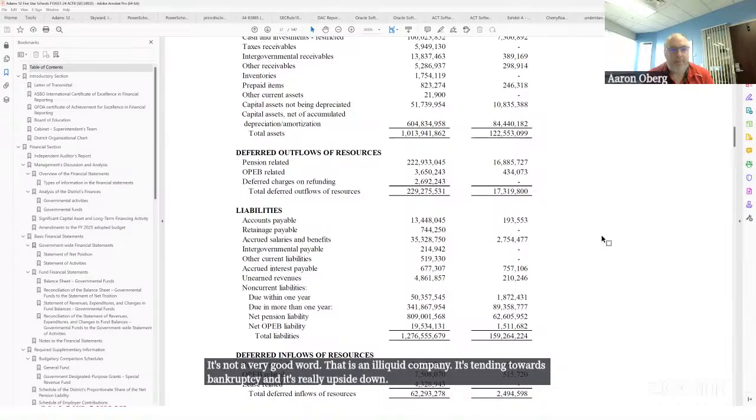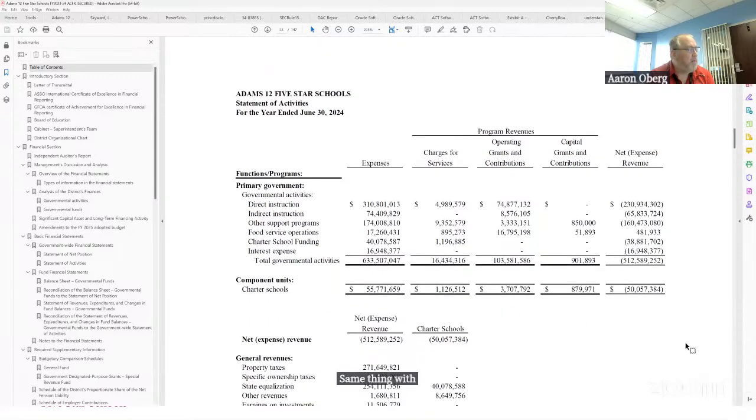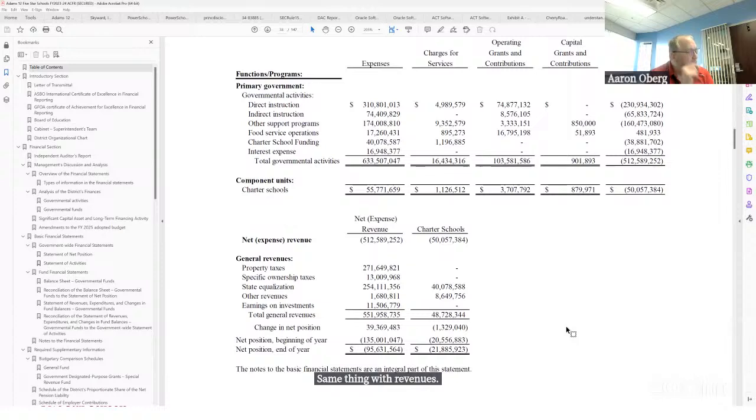And I think, as John Paul mentioned, this is not the form that we would take as to whether or not the school district is viable and continuing operations. So yes, we do have these financial statements overall, again, that look more at the entire organization and makes us look more like private industry. Same thing with revenues and expenditures. And I can show you there's a different way of looking at this.